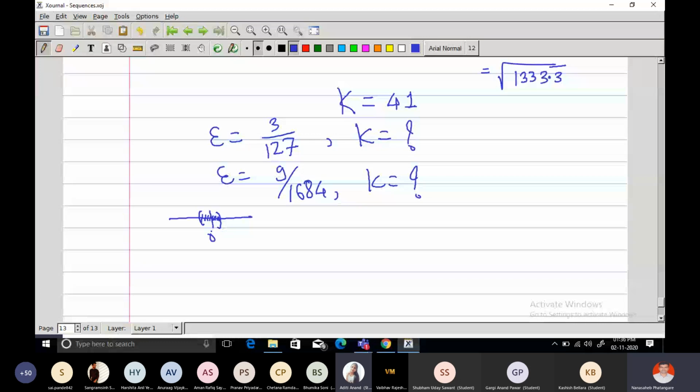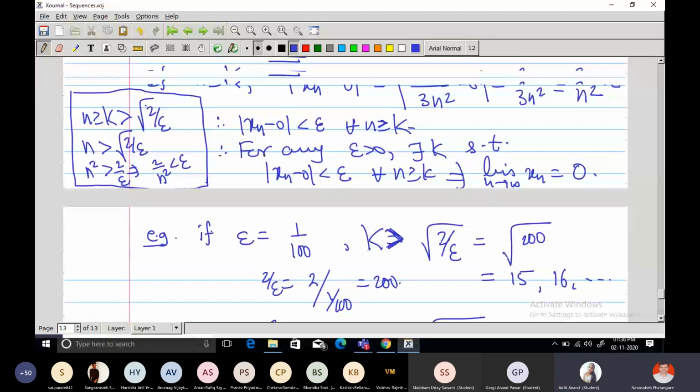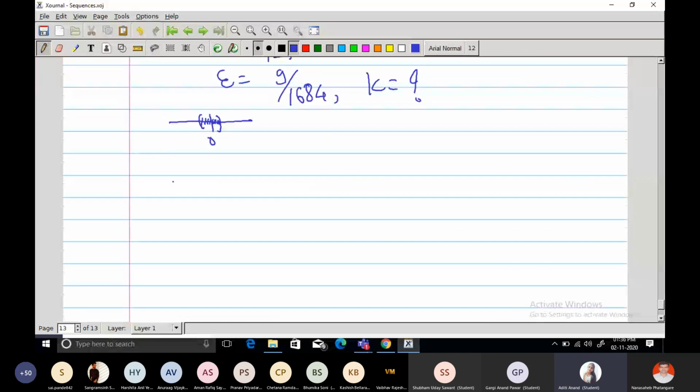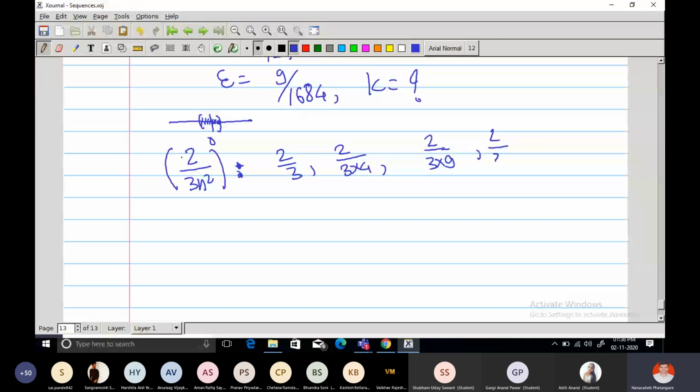Sir, is the value of n also known in the definition? Which n? Sir, the n of that xn. n are natural numbers. Then can epsilon be equal to xn? No, no, no. What is my sequence? 2 upon 3n squared. This is my sequence. What are the terms of this sequence? 2 upon 3, 2 upon 3 into 4, 2 upon 3 into 9, 2 upon 3 into 16. These are the terms, infinitely many terms. Therefore, n is a natural number that gives the terms of the sequence.